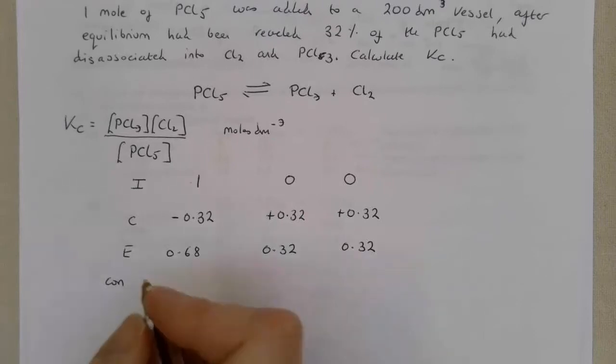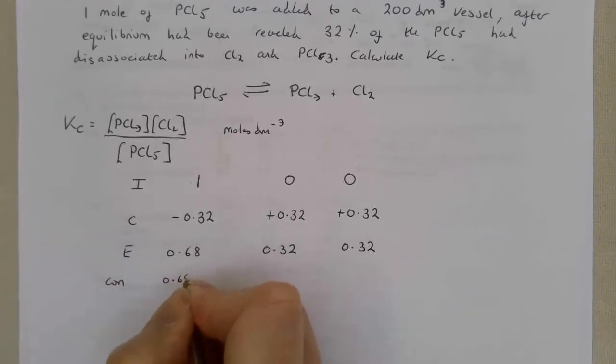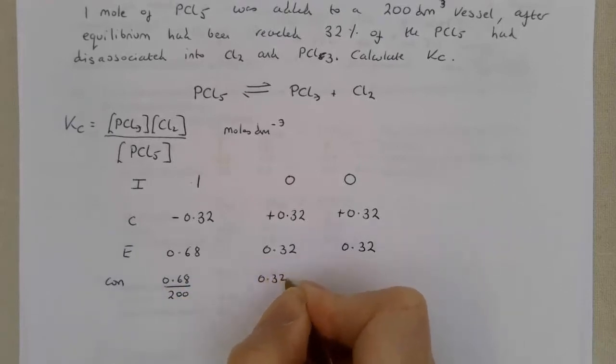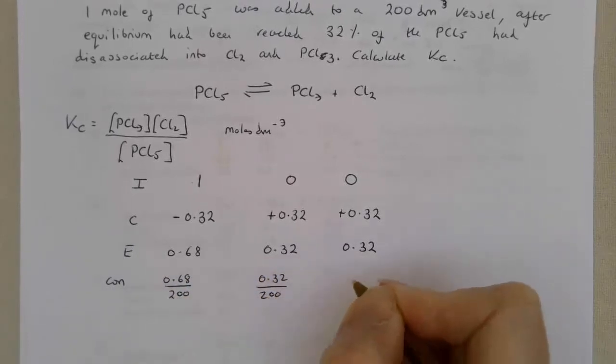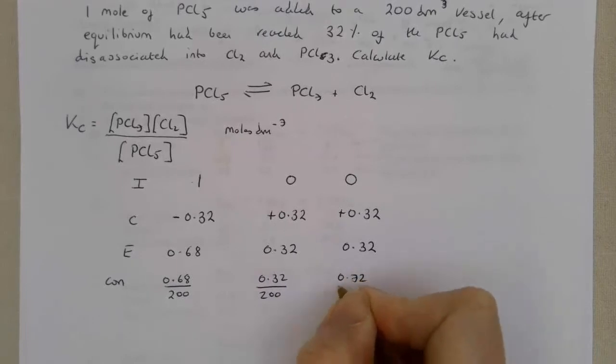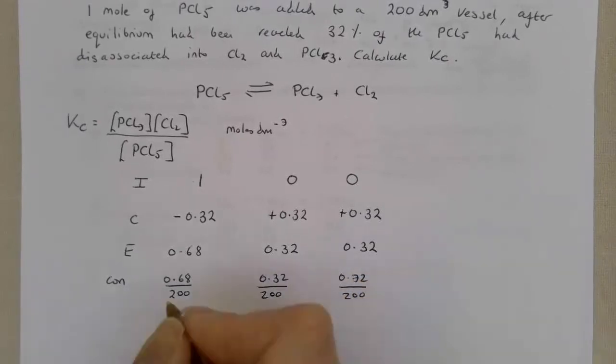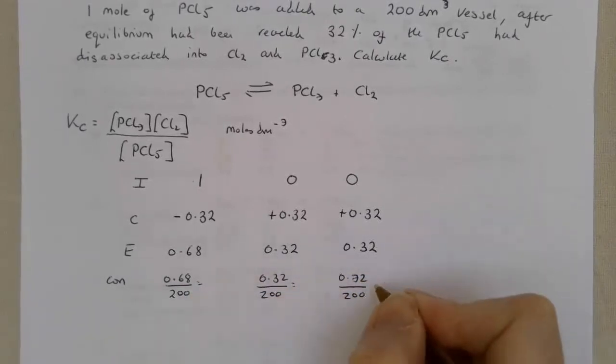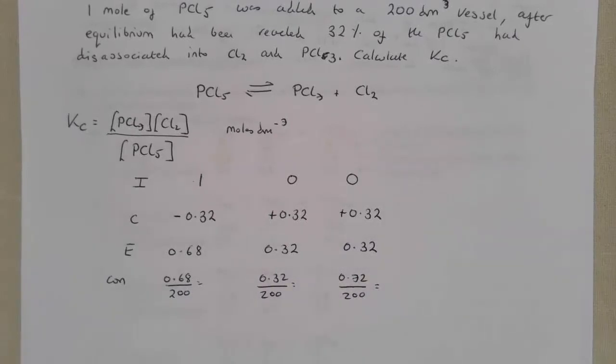So I get 0.68 divided by 200, 0.32 divided by 200, and 0.32 divided by 200. I would usually then go on and work that out just as a separate step.